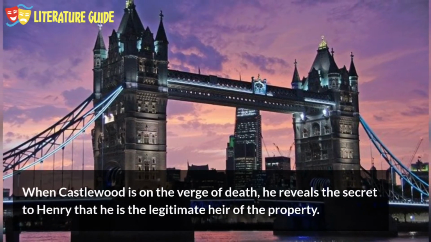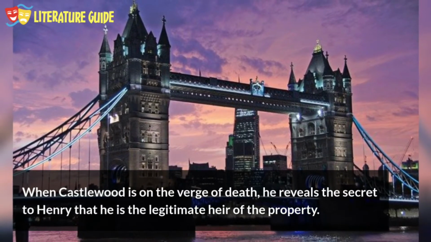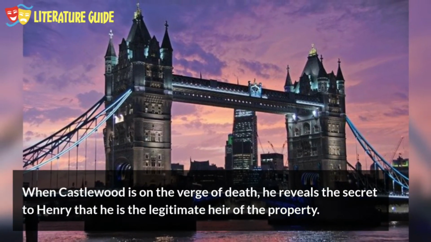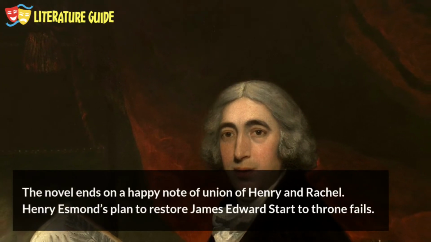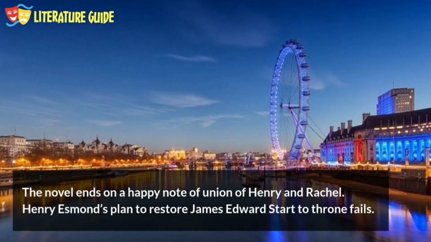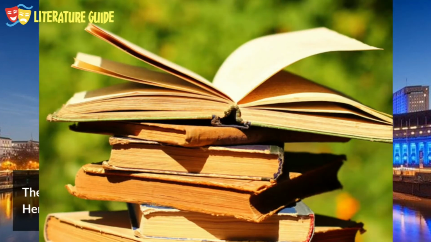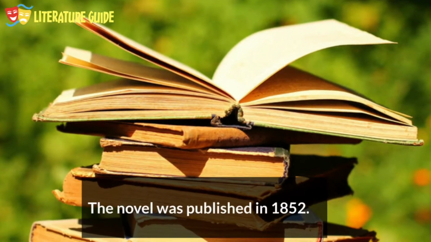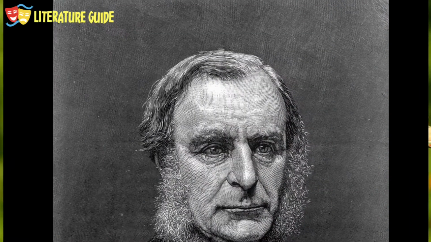When Castlewood is on the verge of death, he reveals the secret to Henry that he is the legitimate heir of the property. The novel ends on a happy note of union of Henry and Rachel. Henry Esmond's plan to restore James Edward's start to throne fails. The novel was published in 1852.